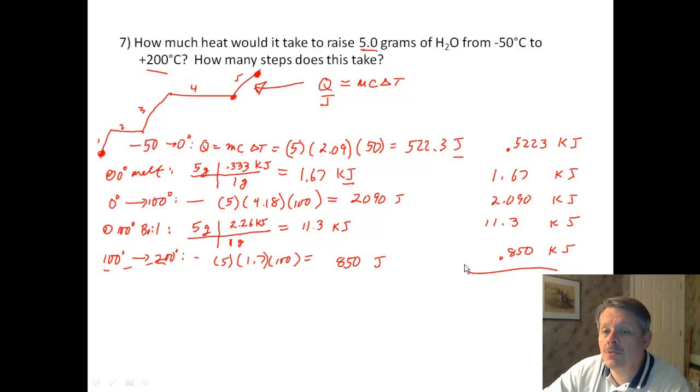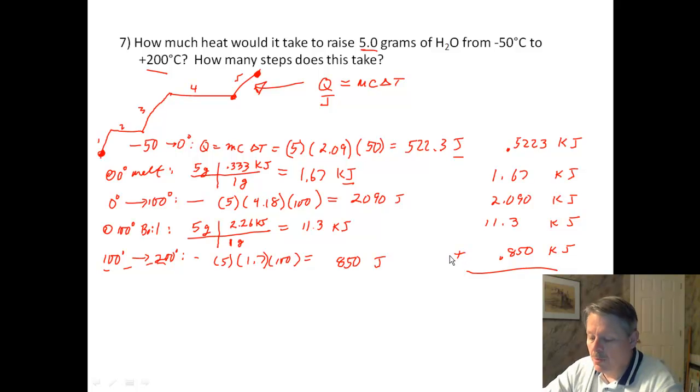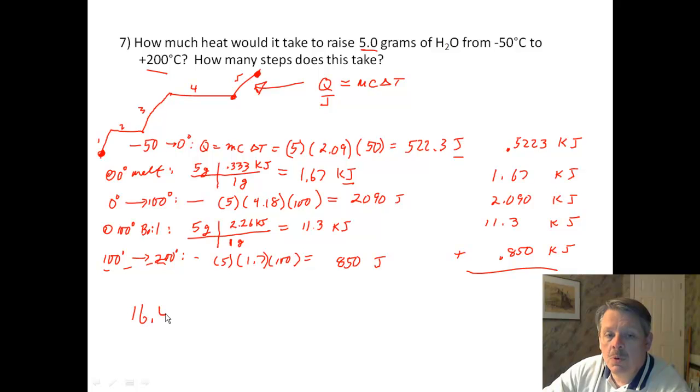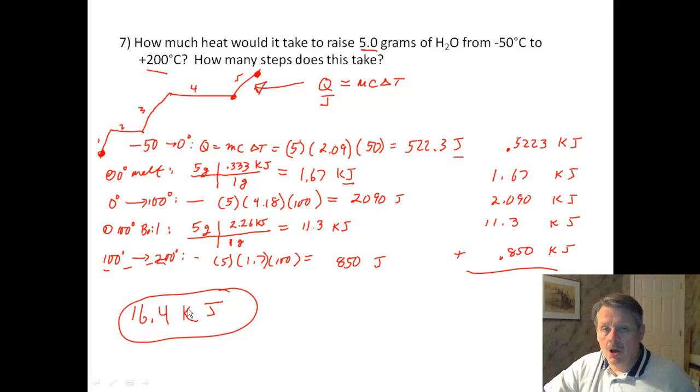What I have to do is add all those up. Okay? When I add all of those up, assuming I did my math right, I come up with 16.4 kilojoules as my final answer. Okay? Long problem, sorry, but that's just what it takes.